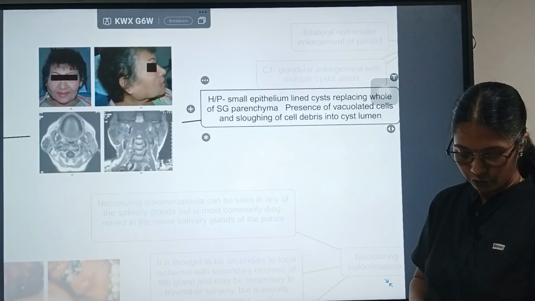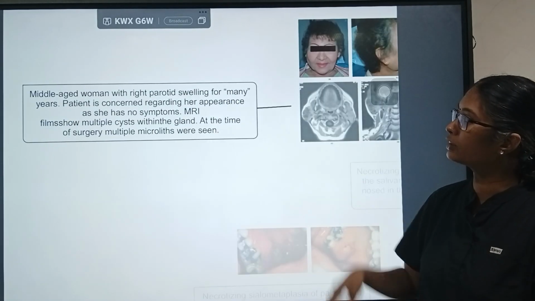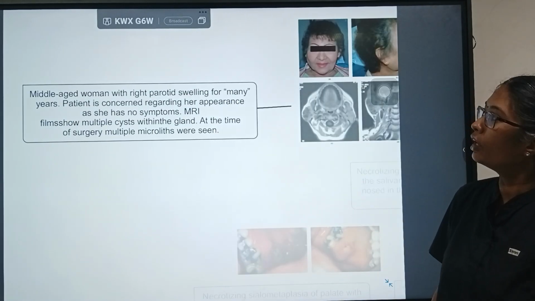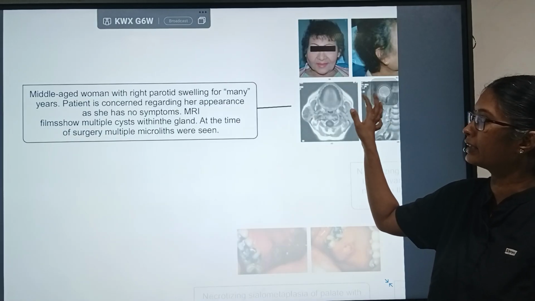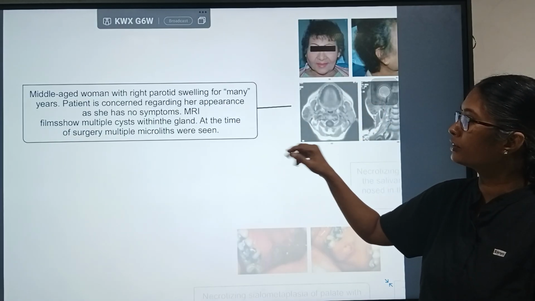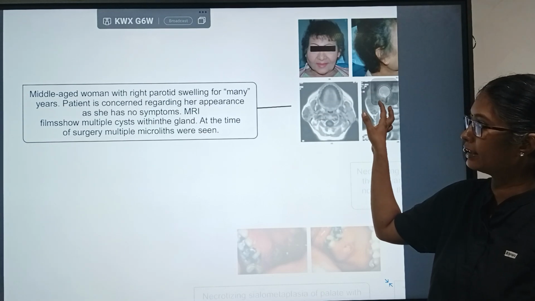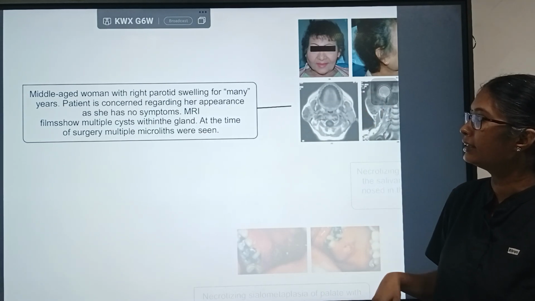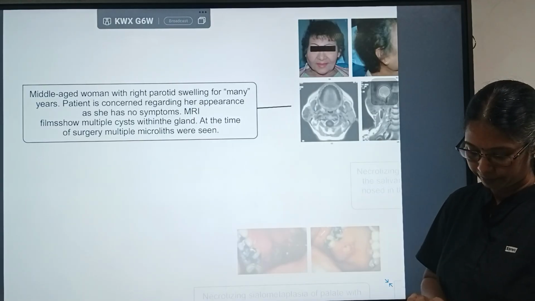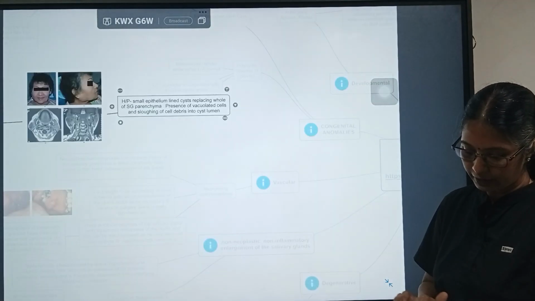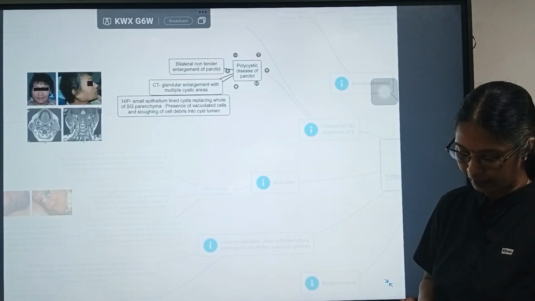This is a middle-aged woman with a right parotid swelling. For many years, the patient did not have any symptoms, but her main concern was her appearance. An MRI was taken, and it showed multiple cysts within the gland, and at the time of surgery, multiple microliths were also seen. So this was a case of polycystic disease of the parotid gland.